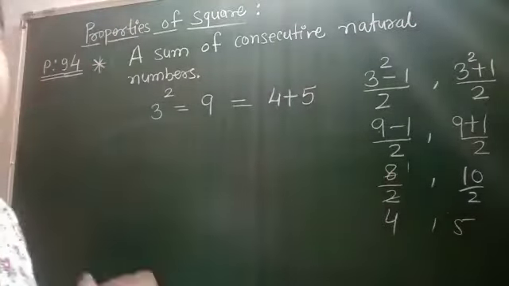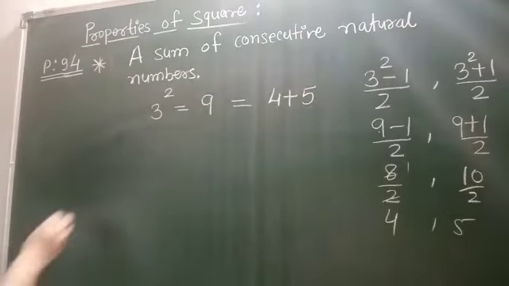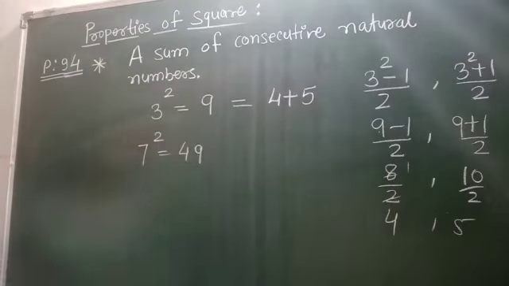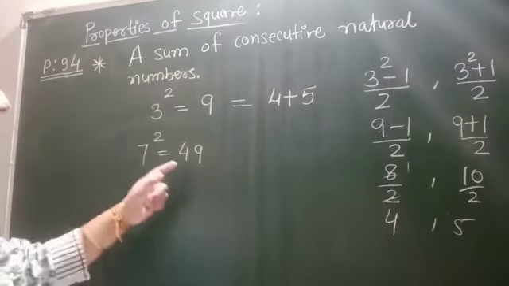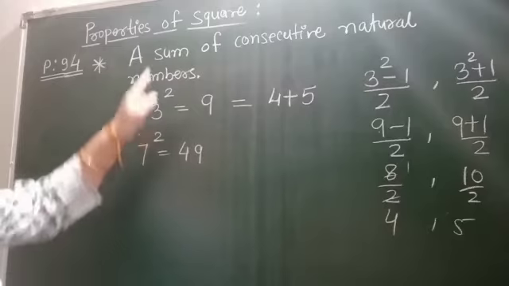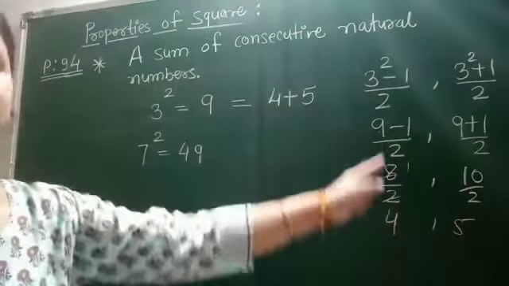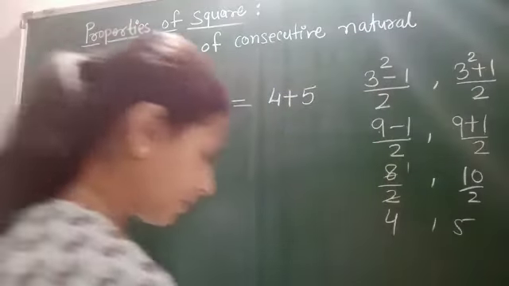Okay. Let's take one more example. Next, suppose 7 square. As we know, 7 square is equal to 49. Now you have to think how we can represent this 7 square as a sum of consecutive natural numbers. For that, again we will apply the same formula.